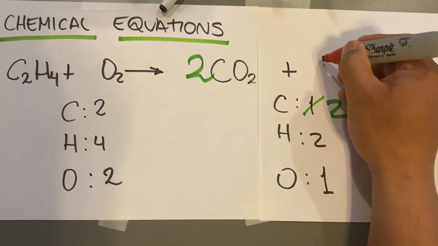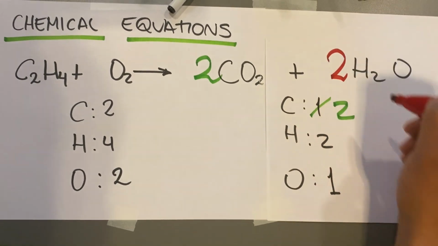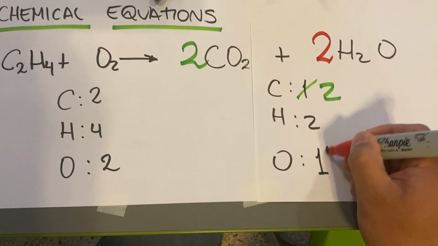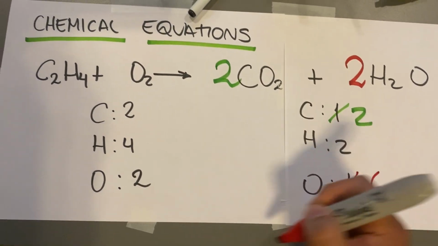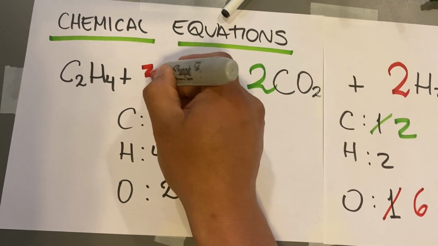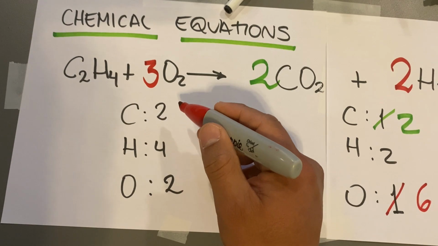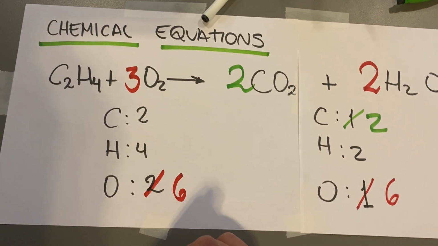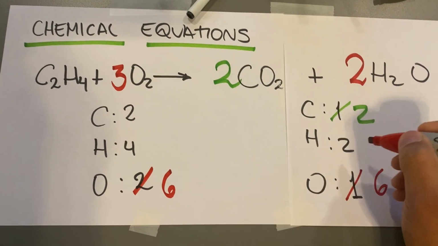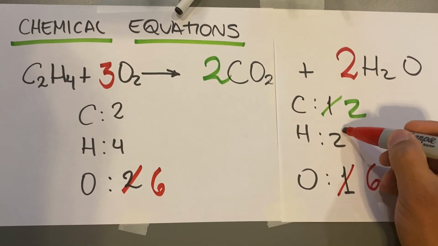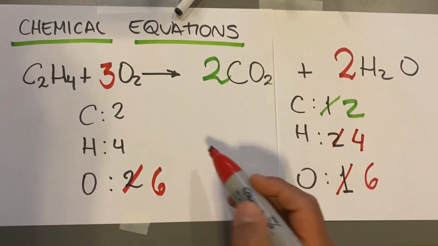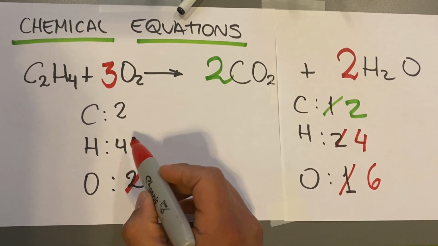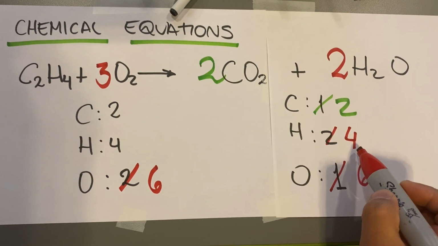We need to fix the oxygens. So I'm adding a number 2 in water. That's going to change the amount of oxygens to 6. So we add a coefficient of 3 in oxygen on the left. So now we have 6 and 6 for oxygen, 2 and 2 for carbons. We count hydrogen and we have the same amount too. So now our equation is balanced.